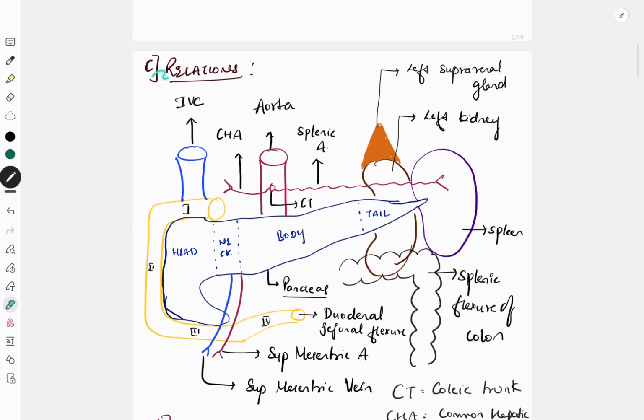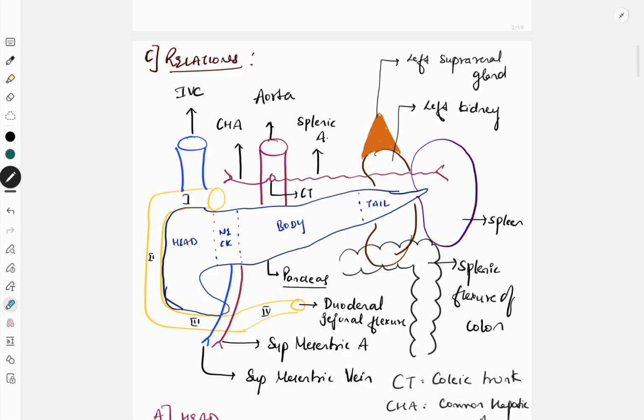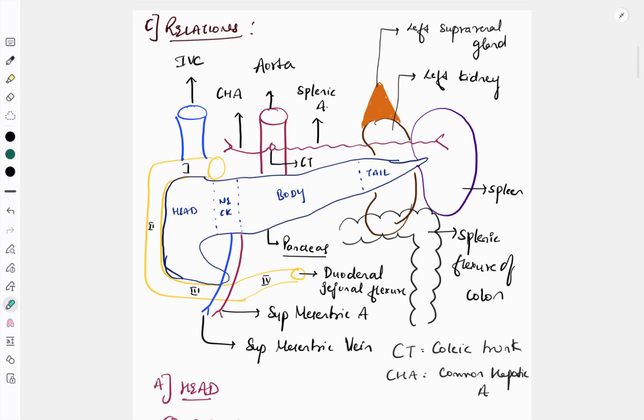Coming to the next subtopic, the relations of the pancreas. This diagram is very, very important. If you understand this diagram, the relations will be very easy to visualize as well as to write, and you will not be forgetting the relations. This is the duodenum, and these are the 4 parts of the duodenum: first part, second part, third part, and the fourth part. Between that lies the pancreas, right? This is the pancreas.